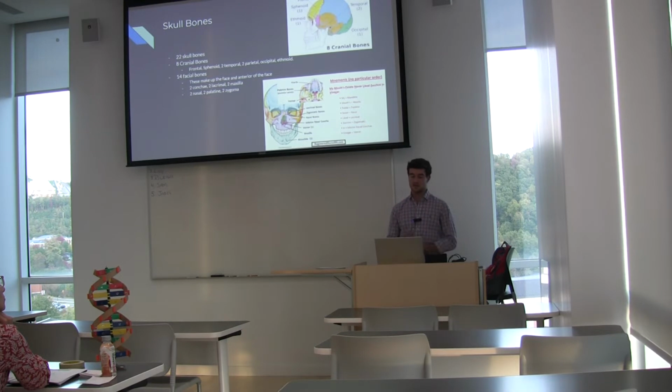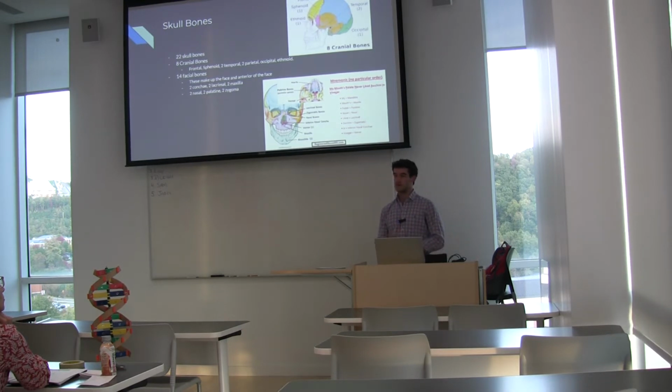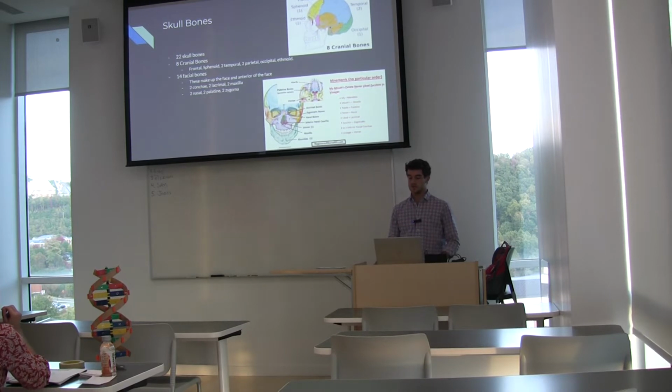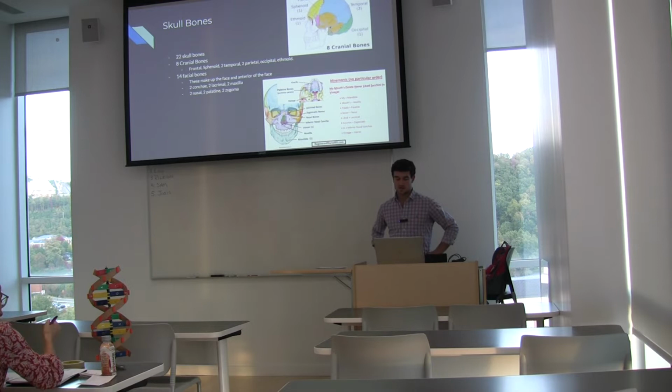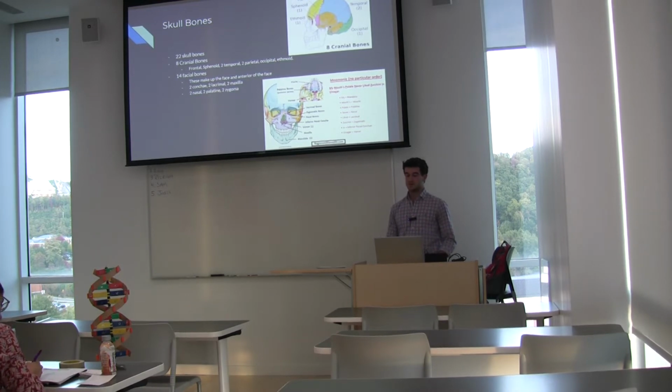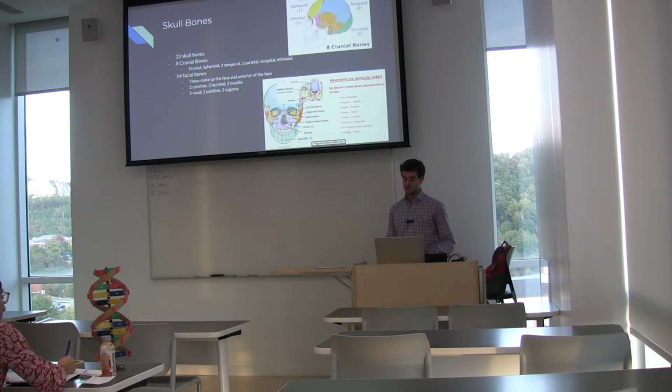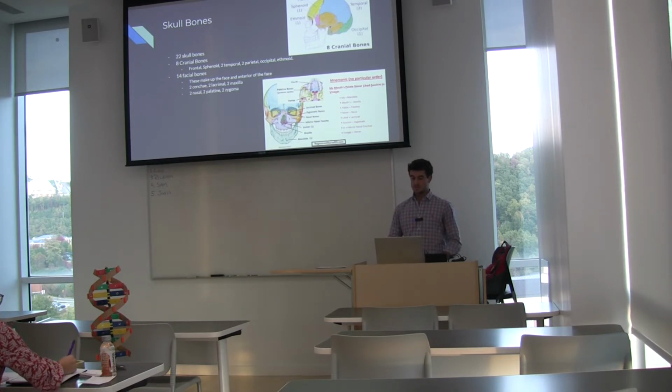So then one of the main parts of the axial system is the skull bones. You have 22 skull bones, 8 cranial bones, and you have the frontal, sphenoid, and then you have 2 temporal, 2 parietal, and then the occipital and ethmoid bones. And then you also have 14 facial bones.